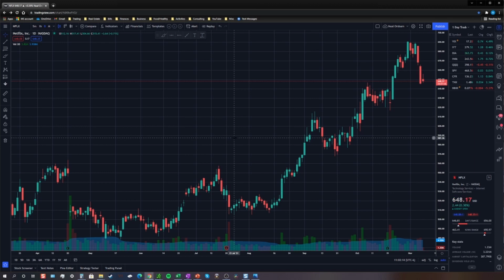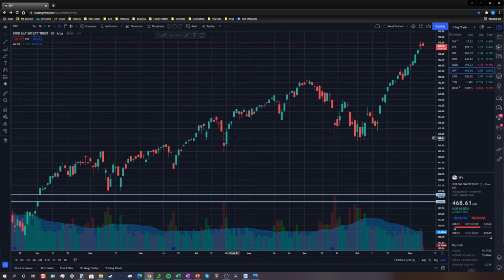But this is why you will see on my channel a lot the SPY. Okay, this is why I focus a lot of my trading on SPY, as it just slowly grinds higher. Okay, I mean it's just been a slow grind higher.